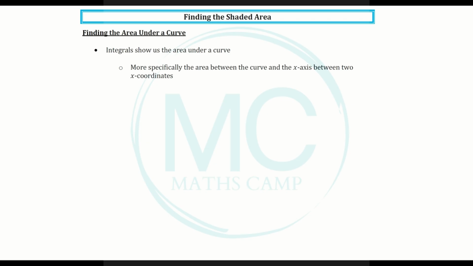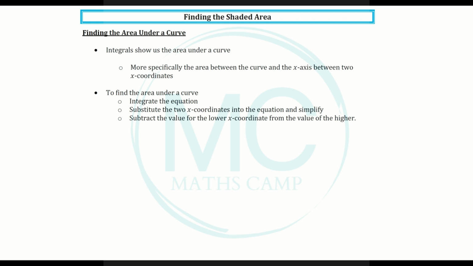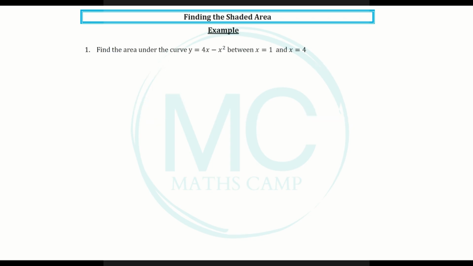So in this case, we just focus on the equation for the curve. To find the area under a curve, we integrate the equation. When looking for area, we do not add the constant c to the integrated equation. Then we substitute the two x coordinates into the equation and simplify, and subtract the value of the lower x coordinate from the value of the higher. Let's look at an example. Find the area under the curve y is equal to 4x minus x squared between x equals 1 and x equals 4.